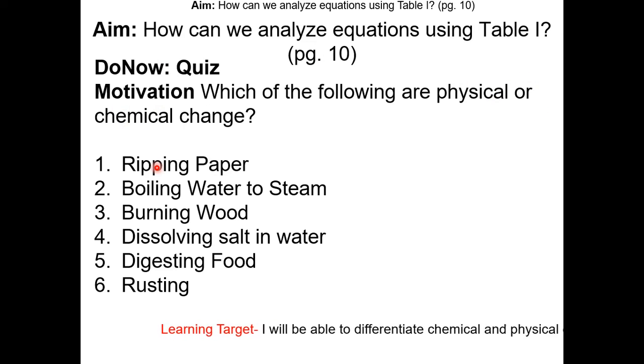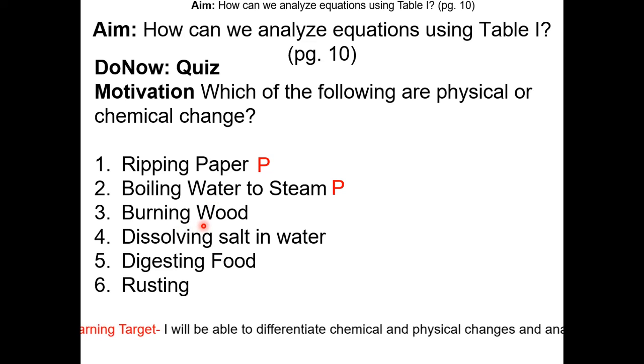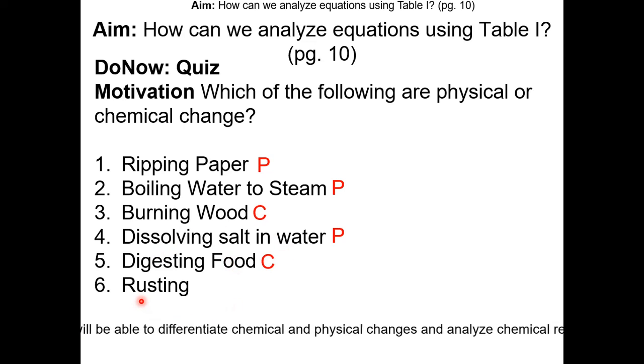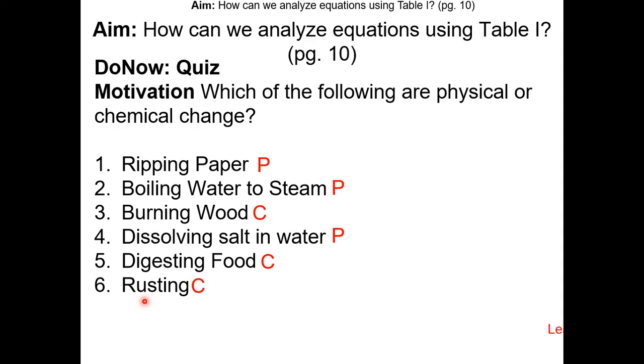Ripping paper is a physical change. Boiling water is also a physical change. Burning wood is a chemical change. Dissolving salt in water is a physical change. Digesting food is a chemical change. And rusting is a chemical change.